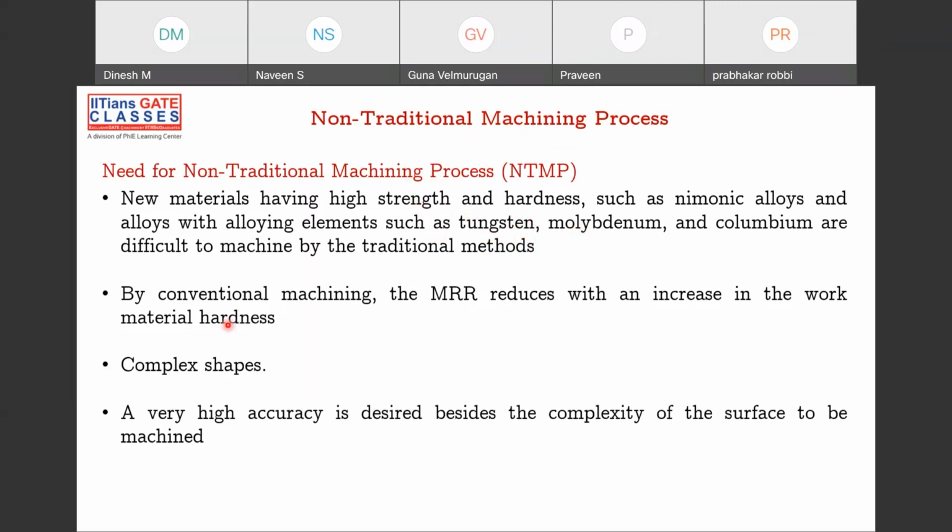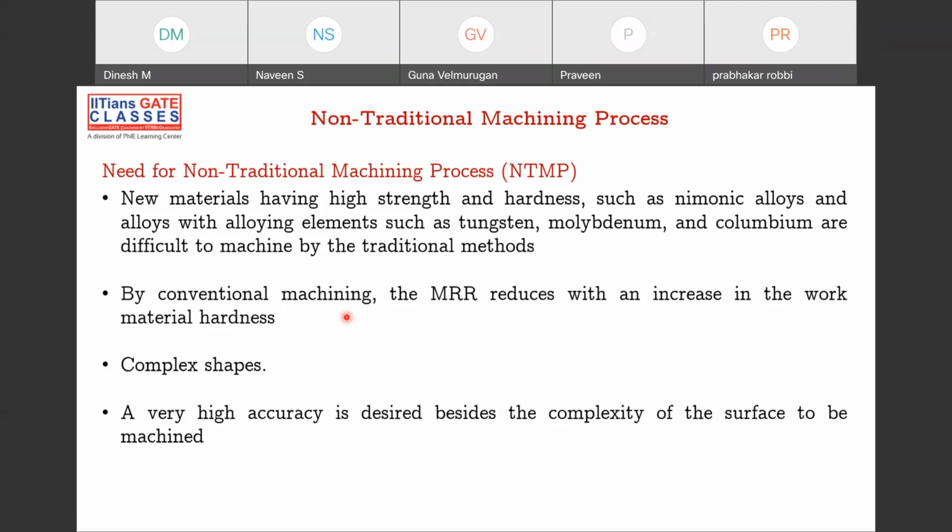Another thing is that in conventional machining, the MRR reduces with an increase in work hardness. Obviously, the material removal rate will reduce as the workpiece is harder, because the harder it is, the more friction is generated between the tool and workpiece, and the tool wear is very high in conventional machining. And also you can't give a good feed and depth of cut because you are cutting a very hard material. Because of lesser depth of cut and lesser feed, your MRR keeps on reducing, and that is not good. In non-traditional manufacturing, no need. Even though you have a very hard material, you can remove material as fast as possible.